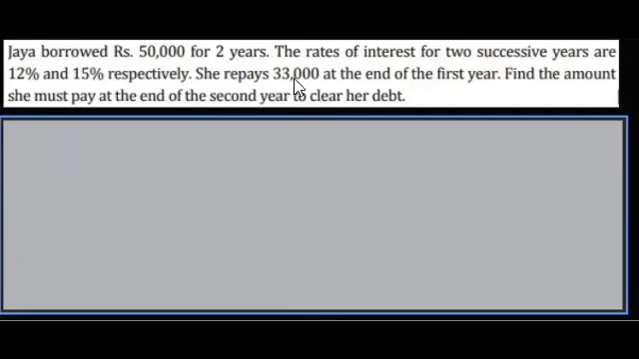She repays 33,000 at the end of the first year. So it's like she's repaying 33,000 rupees at the end of the first year. Find the amount she must pay at the end of the second year to clear her debt. So we need to find that final amount that she must pay at the end of the second year so that she is free of her total debt.